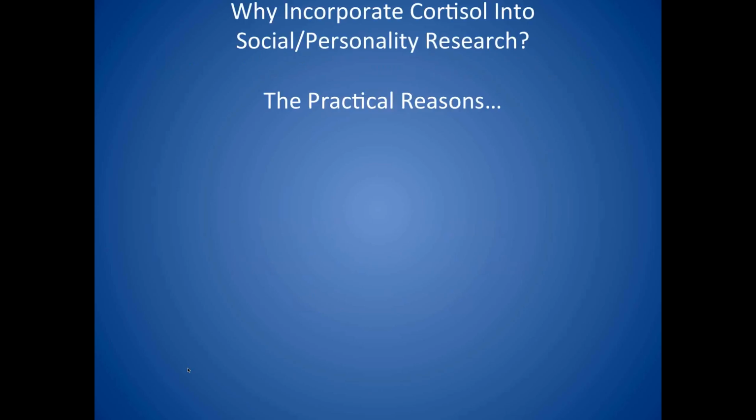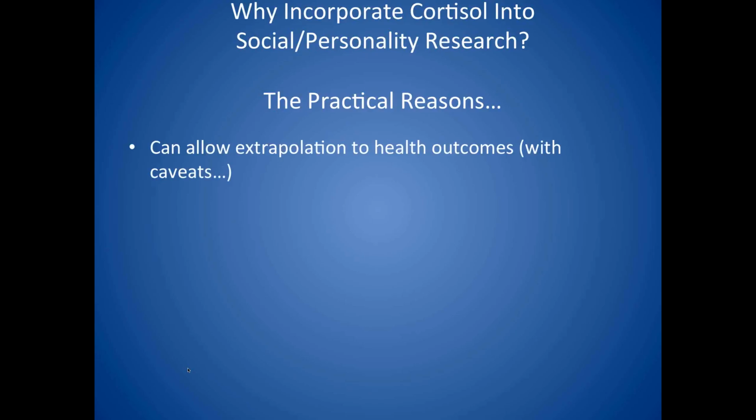But I wanted to start with a few practical reasons why you might want to incorporate cortisol into social personality research. And the first is that cortisol is a health-relevant physiological parameter. And so one advantage to incorporating cortisol into your research is that it can allow you to examine mechanisms through which social psychological processes may ultimately influence health. So it can bring this health dimension to your work. Also, there can be dysregulation of cortisol in the context of some psychological disorders like depression or anxiety. And so cortisol may be relevant to those of you with more clinically oriented interests.